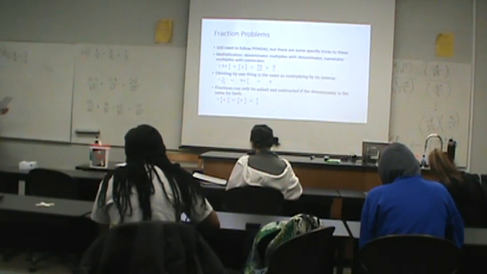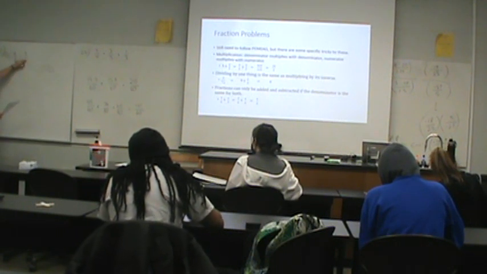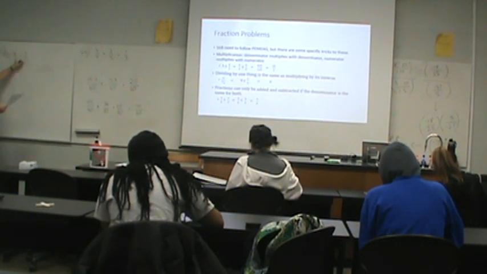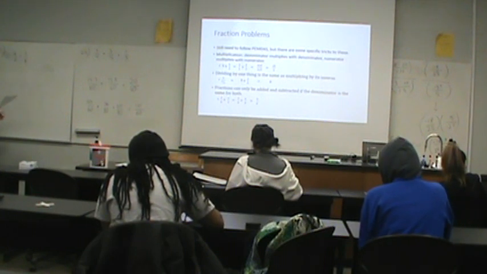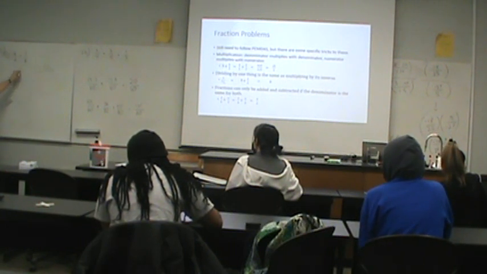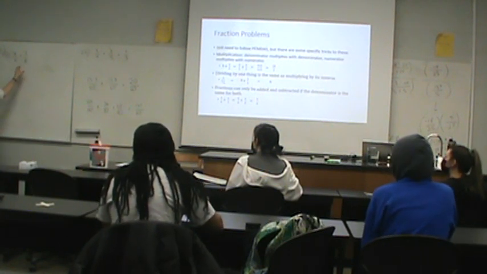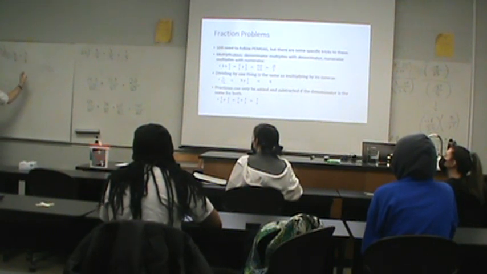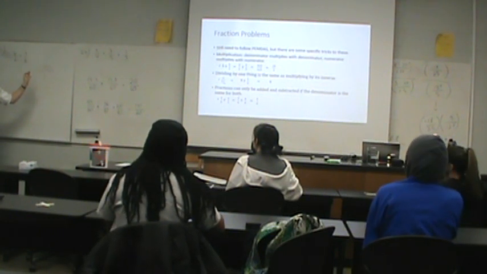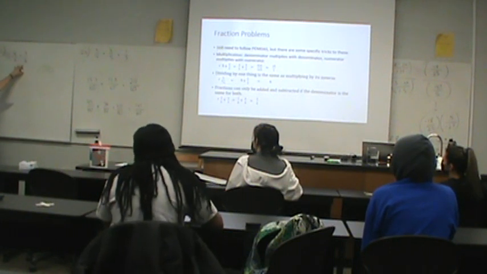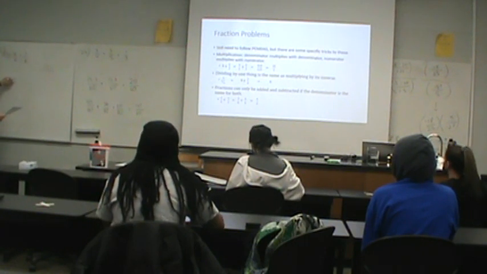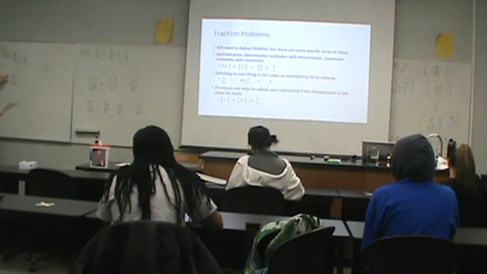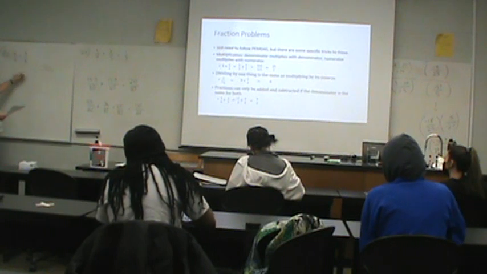If we were to try to add these together, this is supposed to be a B, not a 6. Is that a little more obvious? To add these together, there's not going to be a number that we can make these, but there is a combined letter that we can make the denominators. So, what do you think our combined denominator should look like? AB. Yeah, AB. Which means that we need to multiply the top and the bottom here by B, excuse me, and the top and the bottom here by A.